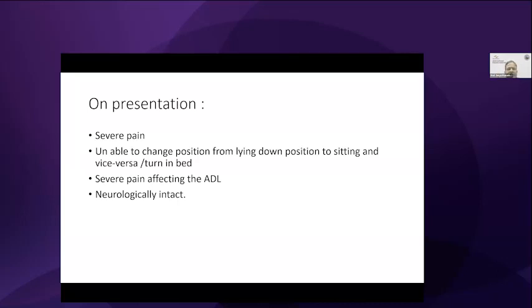And the typical history she gave is being unable to change position from lying down to getting up. And in bed, after lying down for a while, she's not able to turn on either side. Severe pain, and this is impacting the activities of daily living. Fortunately, she is neurologically intact.